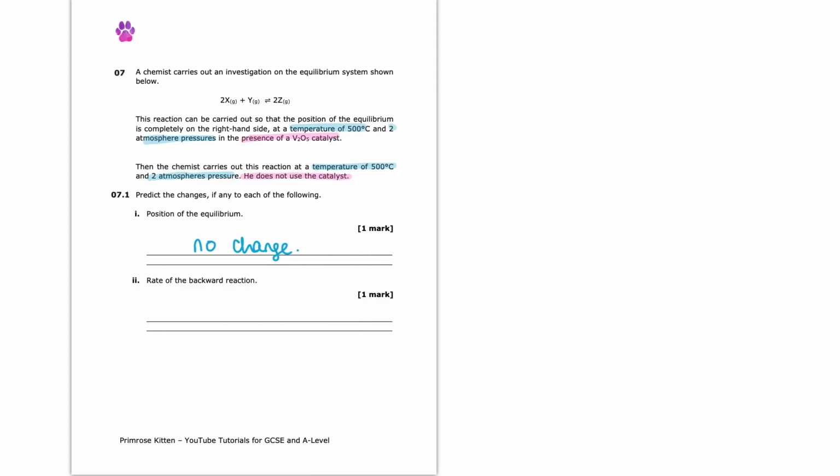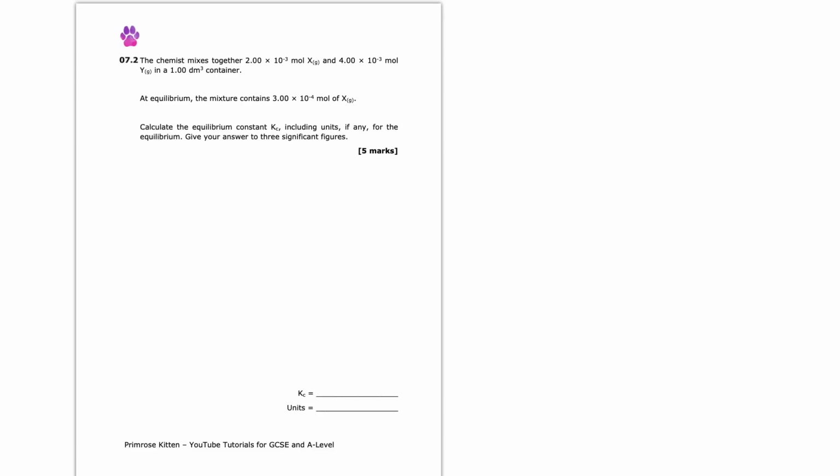So when we do not use a catalyst, the rate of the backward reaction is going to decrease. And the reasoning for that is, again, when we have dynamic equilibrium, the rate of the forward and the backwards reaction are equal. Okay, so if we change this rate by, say, not using a catalyst, then that reaction is going to take place slower, both the forward and the backwards reaction. Perfect. Let's try the next question.